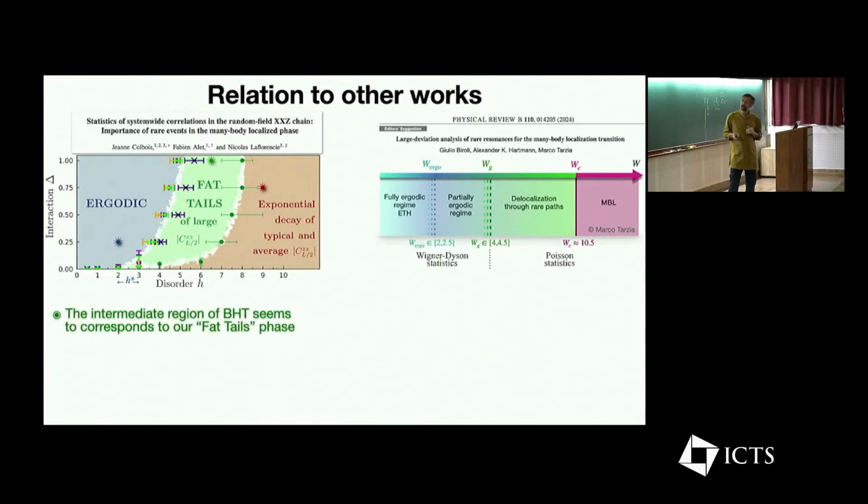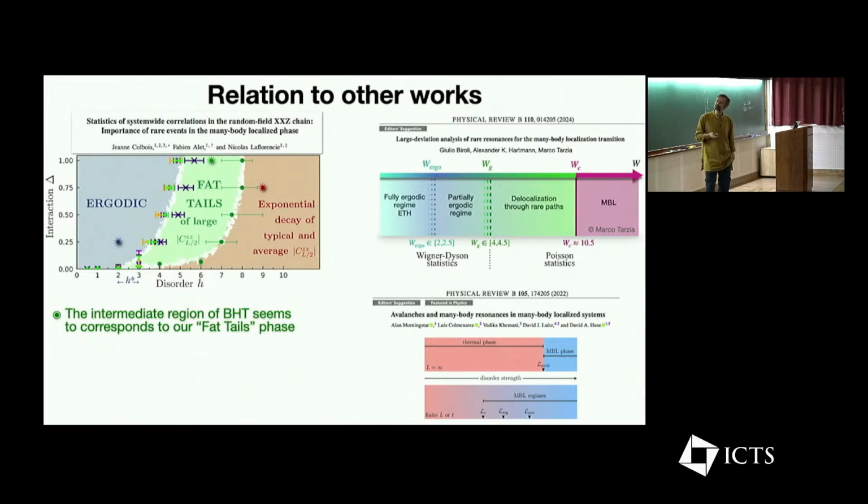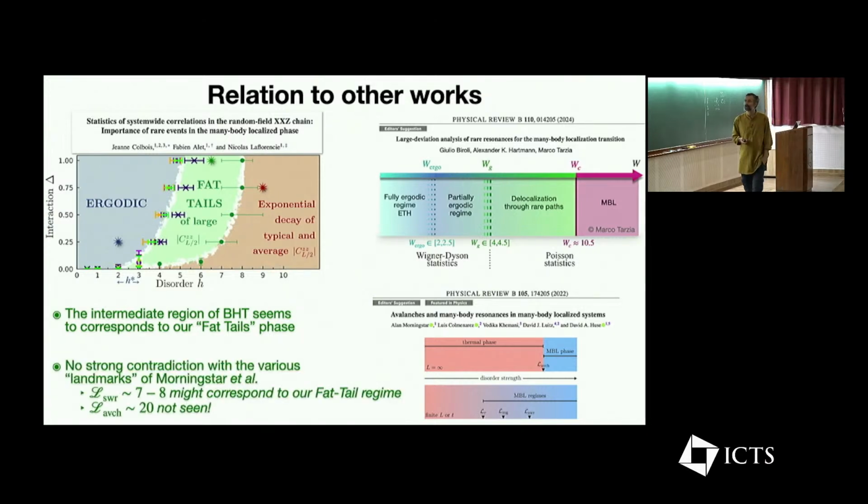So I think our phase diagram might agree: our fat tail regime corresponds to the rare path regime. And if you come back to the Morningstar phase diagram with all these landmarks, we don't have strong contradiction with them for the moment. Possibly what they call system-wide resonance, they find around 7, 8, which compares reasonably well with our estimate. But the avalanche type transition they have seen, we don't see that.